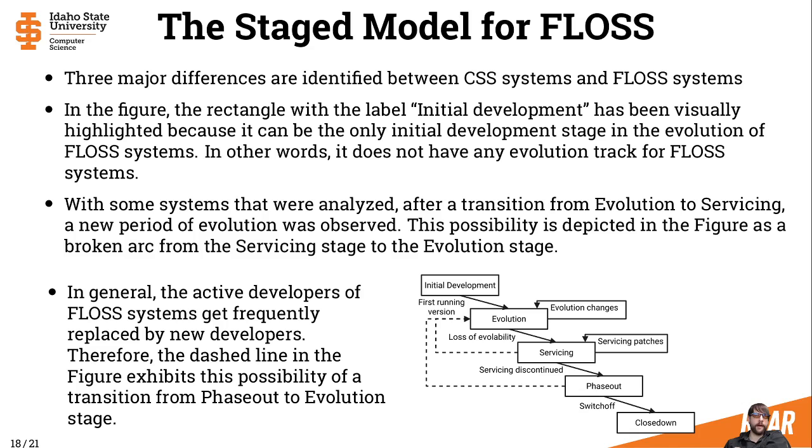And so this was actually developed based off of some empirical work looking at these FLOSS systems, right? What they noticed was that when some systems were analyzed after a transition from evolution to servicing, a new period of evolution was observed. So it somehow managed to go back to evolution. And that's what this broken line was, right? And you can actually go from phase out back to evolution as well.